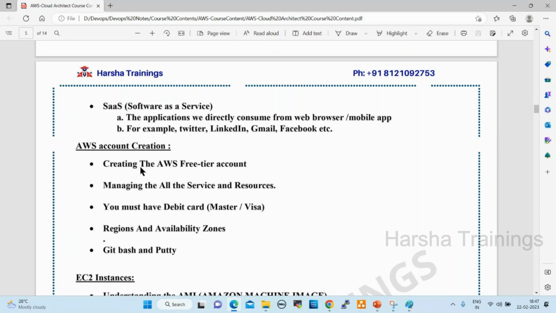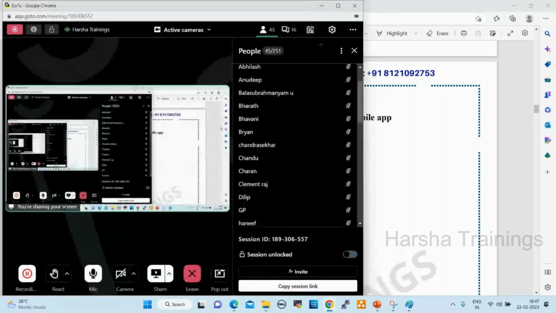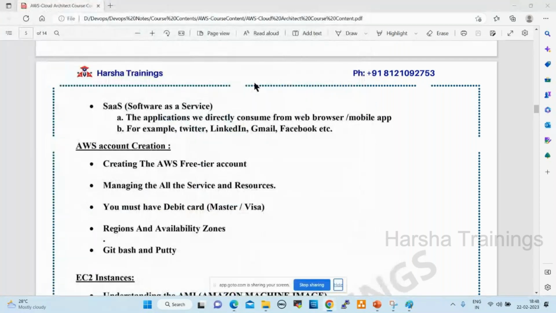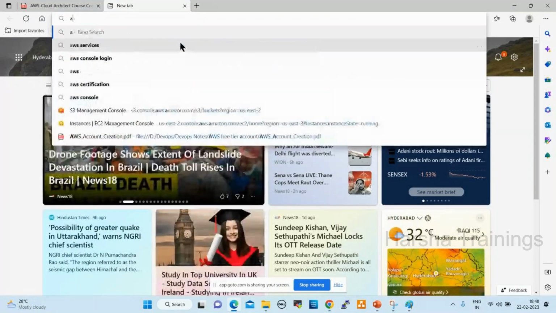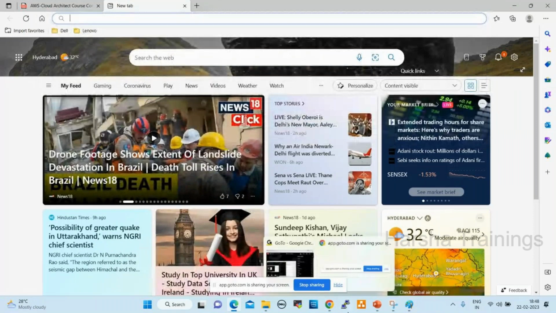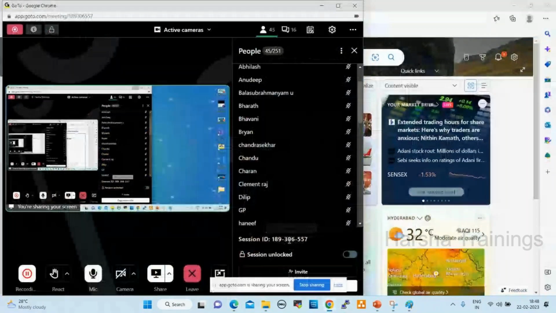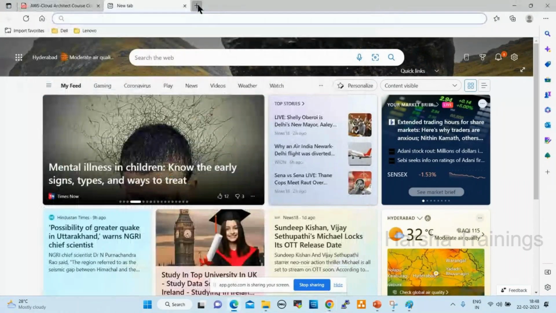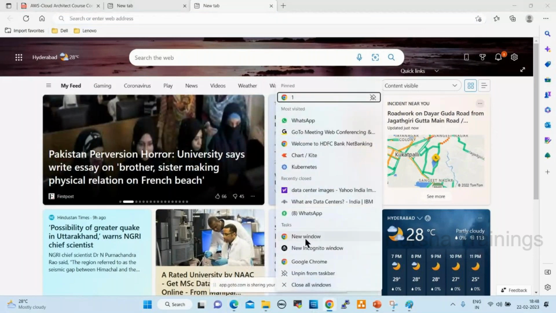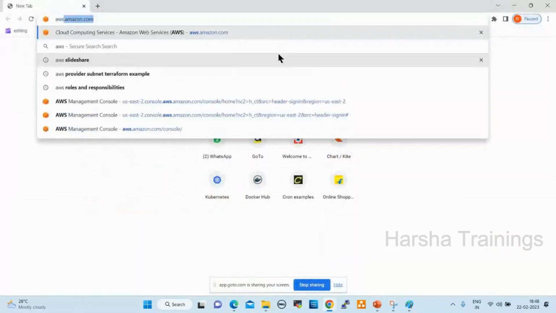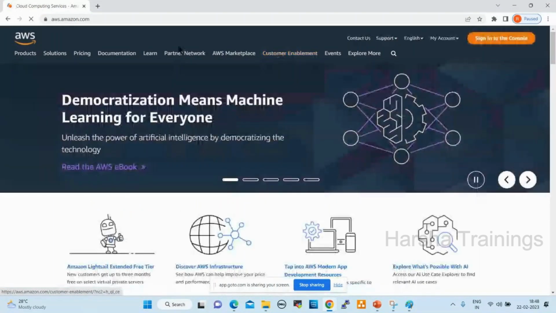So we connect to the AWS cloud, and we can practice in AWS only. We don't need to install anything in our local system. We connect directly to AWS. So just open the browser, open Chrome, and go to aws.amazon.com and click on sign in.